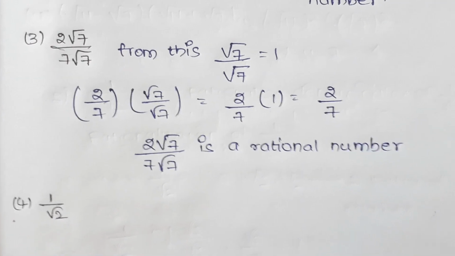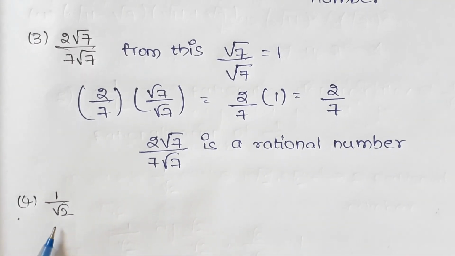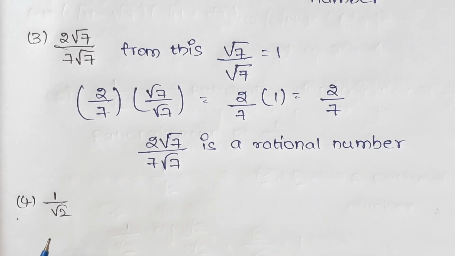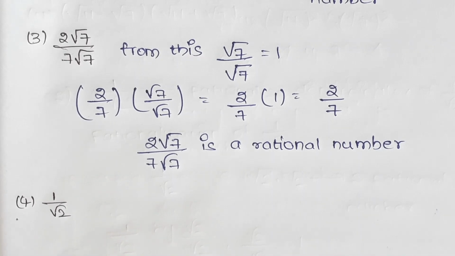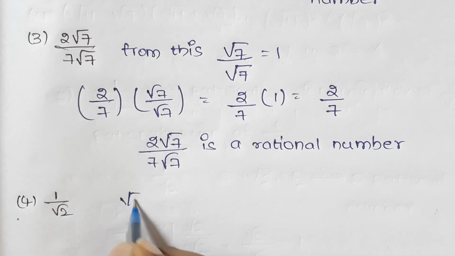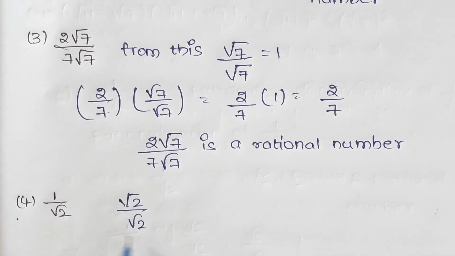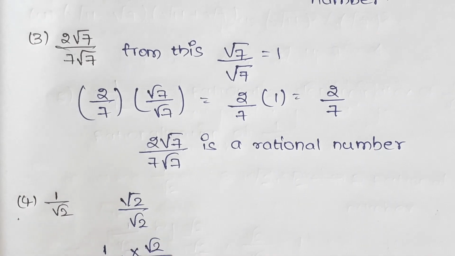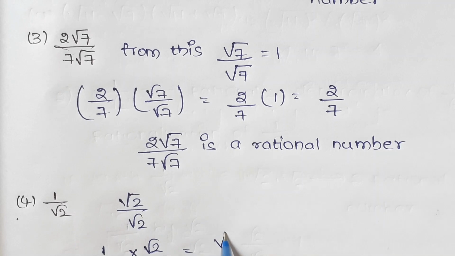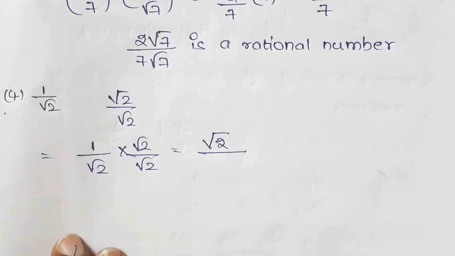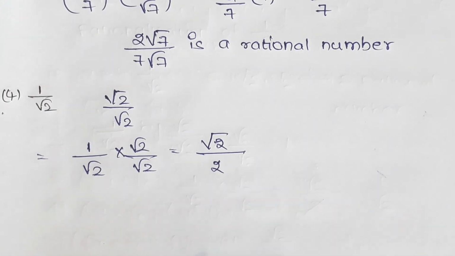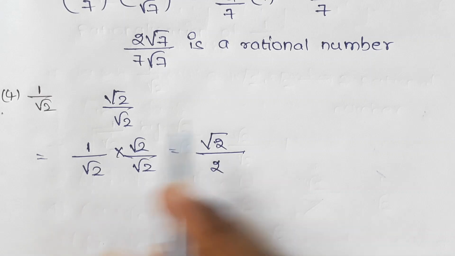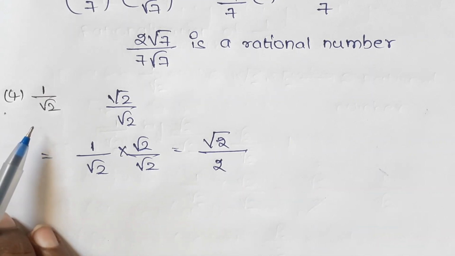And now let us see the fourth one, that is given 1 by root 2. Here for 1 by root 2 we should multiply and divide with root 2 by root 2. That is, we will get 1 by root 2 into root 2 by root 2. That is, 1 into root 2 is root 2, and root 2 into root 2 is 2 here. So the value of 1 by root 2 is root 2 by 2.